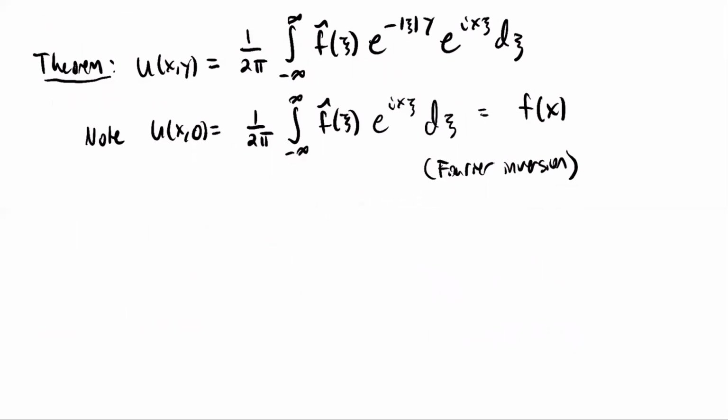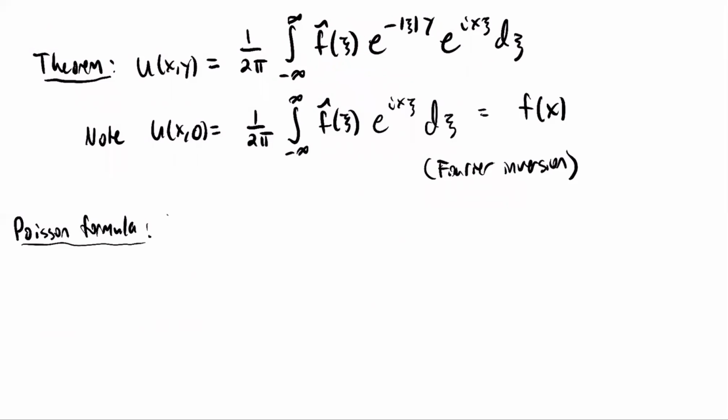And so we're going to study something which is called the Poisson formula, which is going to be a version of this formula, but without the Fourier transform. So we're going to replace the Fourier transform by f and try to write the solution in that way.